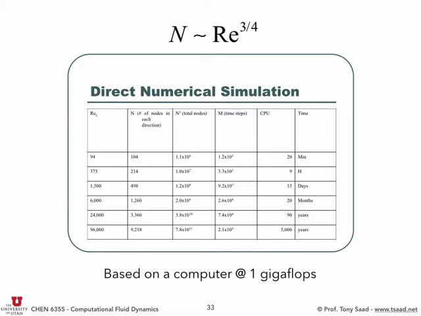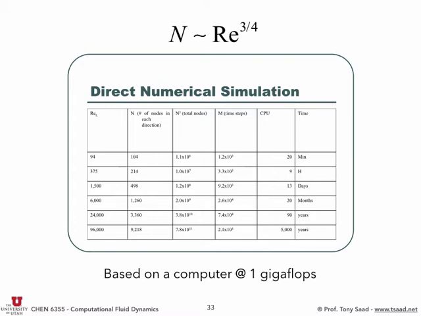So 1 gigaflops per second. It's a lot of flops, floating point operations. So it's a very fast computer. For a Reynolds number of 94, this is showing you the number of points in 3D and the number of time steps required. I picked up this analysis from Stephen Pope's book. But the point is, for a small Reynolds number, it will take you about 20 minutes to do this.